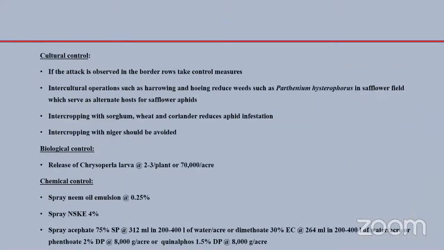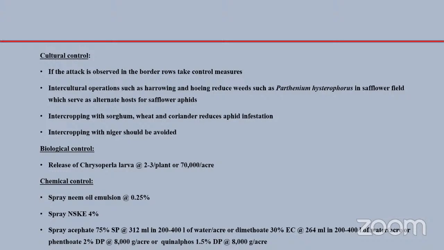Management. Here, if you observe the attack in the border rows, then you have to go for the control measure. These aphids are also known to feed on alternate hosts like Parthenium hysterophorus. So you should make sure that these weeds are removed from the main field through intercultural operations like harrowing and hoeing. Then you can go for intercropping with sorghum, wheat, and also coriander. Another important thing is that you have to avoid Niger intercropping. Then you can go for Chrysoperla larvae.